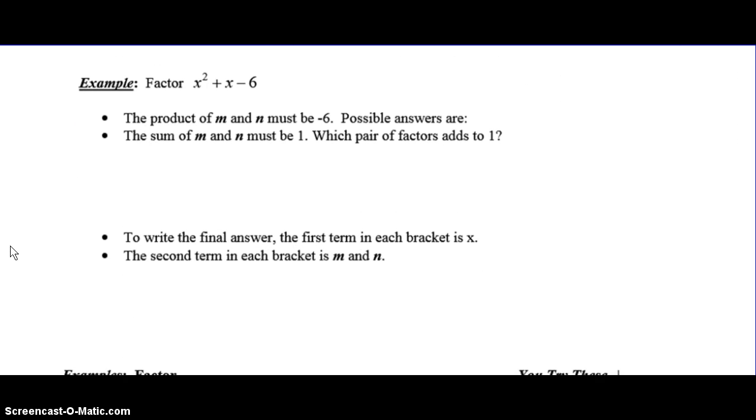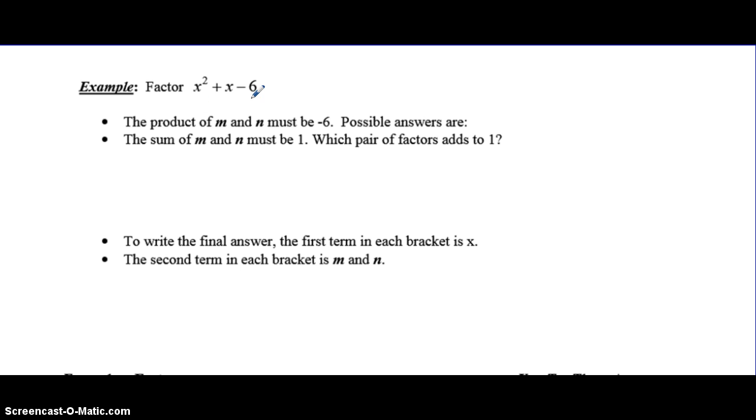All right, so here we go. If we're going to factor this, remember, the two numbers, m and n, have to multiply to give you -6, and they have to add to give you this coefficient, which is 1. Now, this is the easiest way to do it.